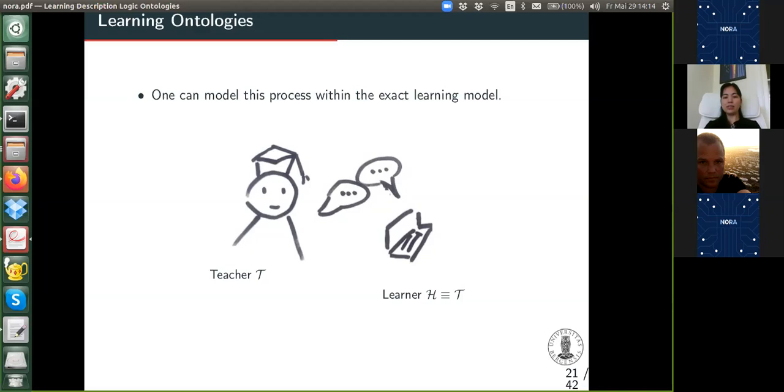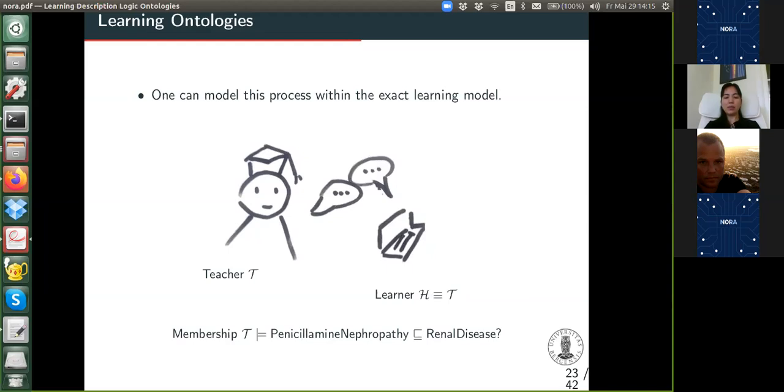To formalize this, there are different communication protocols. One of the most popular, most studied ones contains two types of questions called membership and equivalence queries. In a membership query, one asks whether an element that represents the target, in this context, is entailed by the target.